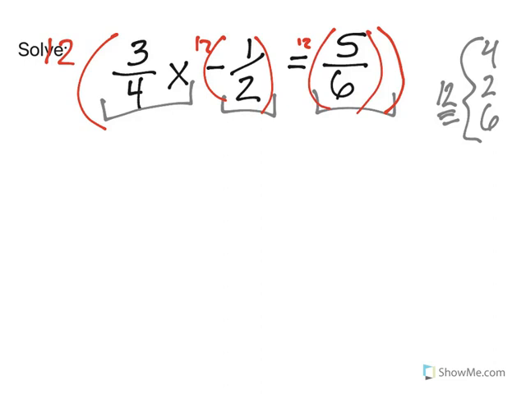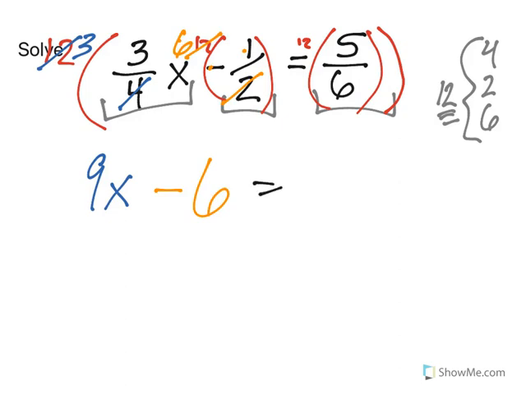And look what happens when I do that. 4 goes into 12 3 times. So 3 times 3 gives me 9x. Then in the middle, 2 goes into 12 6 times. 6 times -1 is -6. Then my last piece, 6 goes into 12 2 times. So 2 times 5 is 10. Now I have an equation that looks nice. 9x minus 6 equals 10.